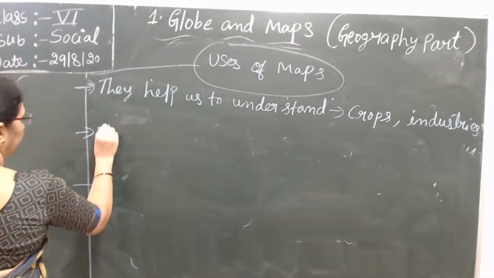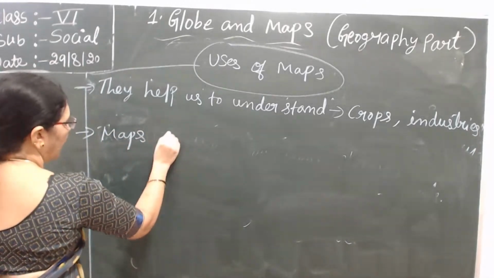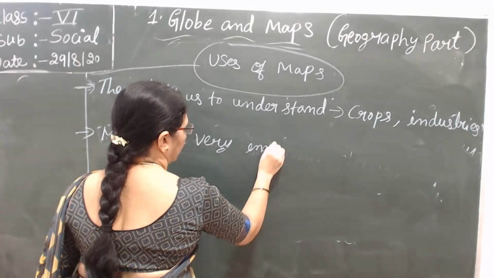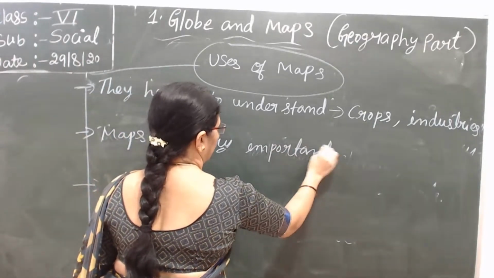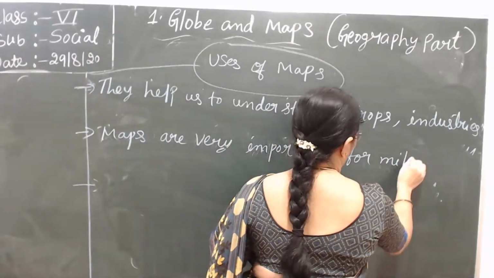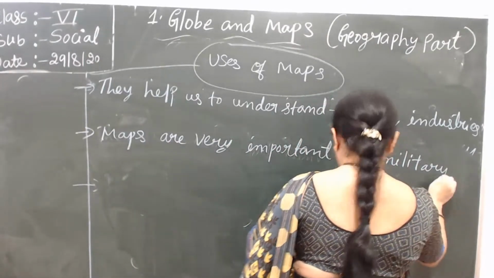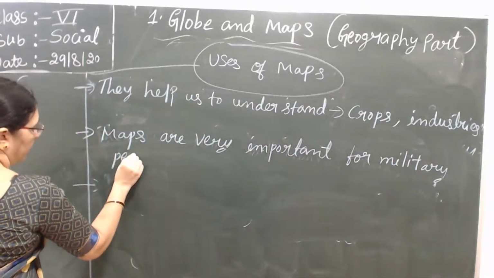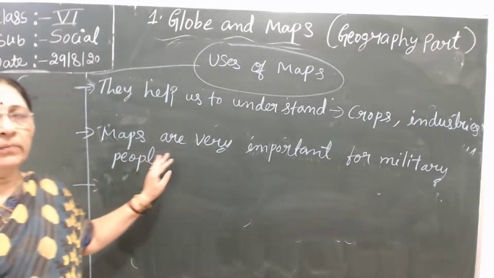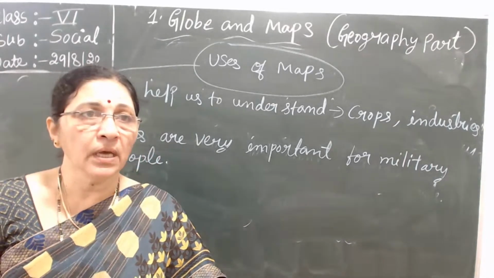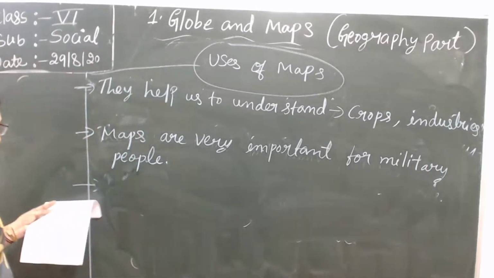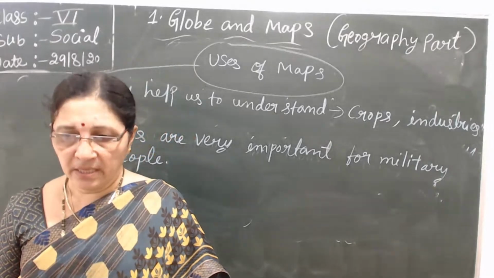Next point, maps are very important for military people. Military people are standing at the boundary, and they are using the map. Again, they go from place to place. Maps are very good teaching and learning aids in the classroom.